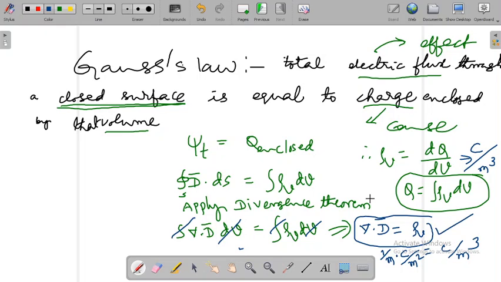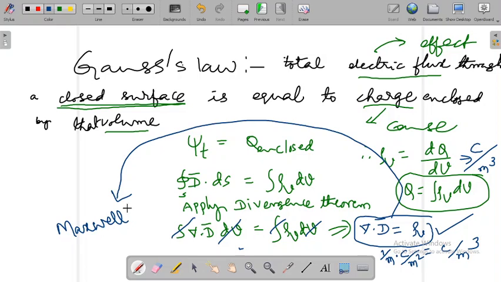This is Maxwell's first equation. I am writing this equation here. This is called one of Maxwell's equations. So we can call this Maxwell's first equation. Why is it the first equation? We have four equations. Of course, we derived this equation first, so that's why it is called Maxwell's first equation.